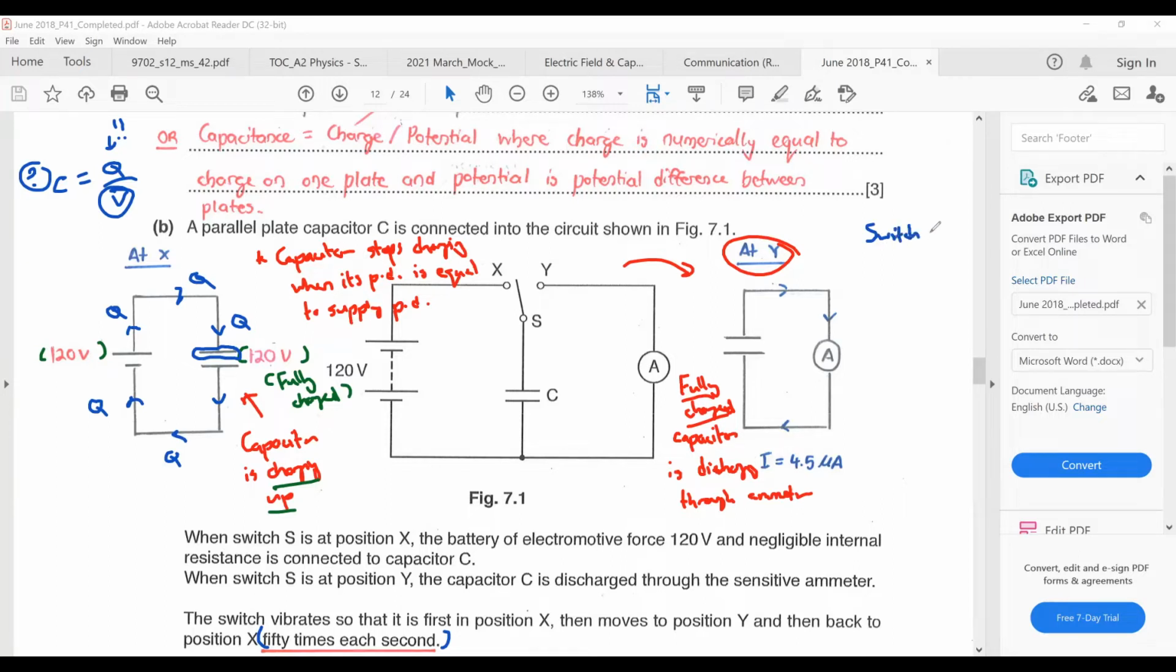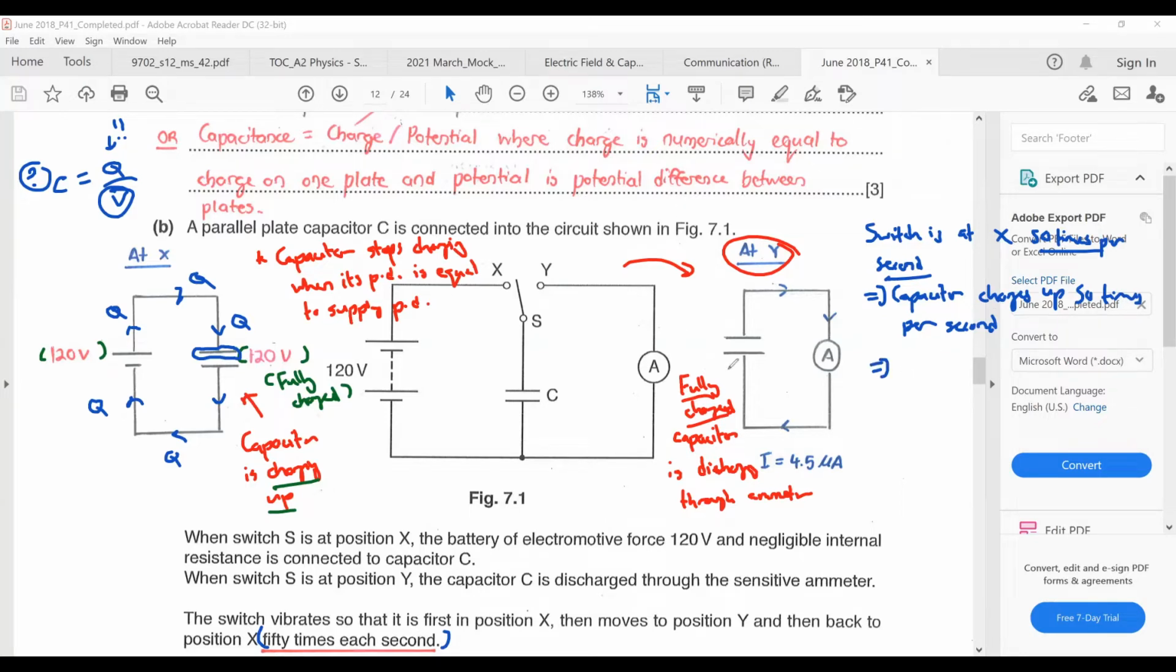So to put it simply, you can just think of it as this now. The switch is at position X 50 times per second. That would mean that the capacitor charges up 50 times per second. All right. Based on this information here, you know that your switch goes to X 50 times per second. That would mean that your capacitor charges up 50 times per second.